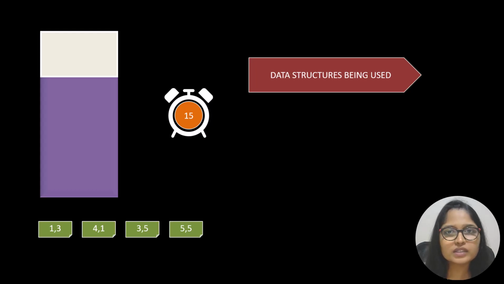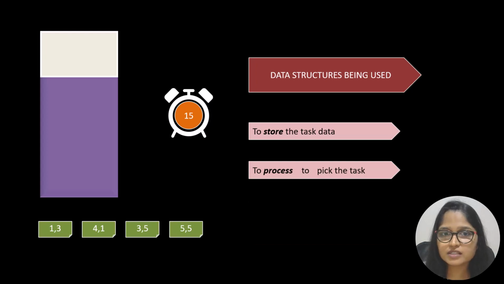and how this task is going to get picked. So now there are two things that we need to consider to solve this problem. One of them is to store these task data. And the second is the process that we are going to use to pick these tasks. Now, the questions that we need to ask over here are where and how. That is, where to store the task data and how to store the task data.